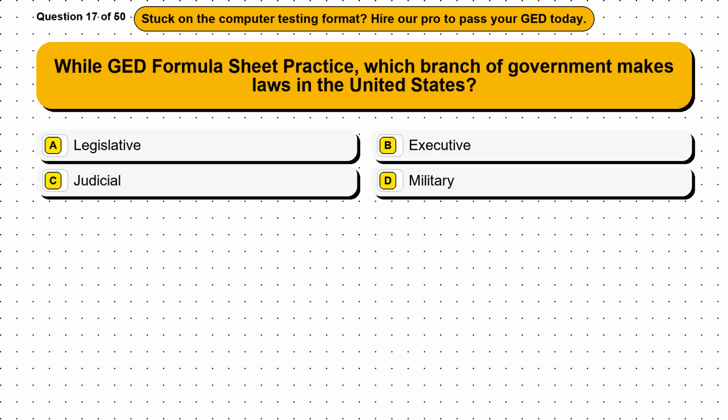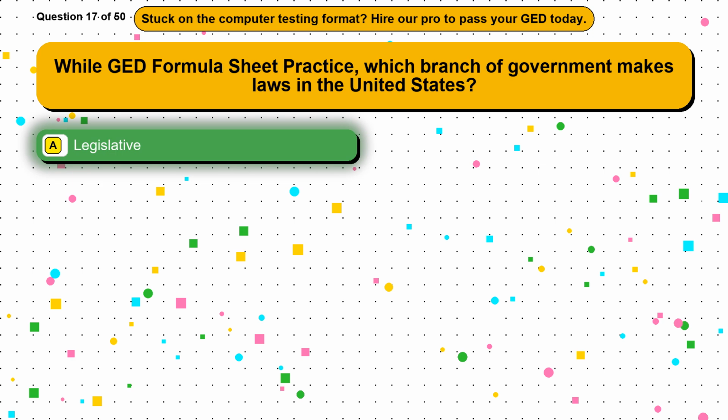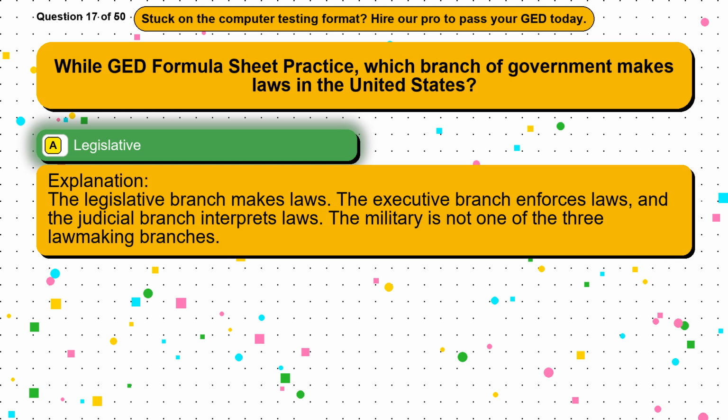Question 17. While GED formula sheet practice, which branch of government makes laws in the United States? Option A, legislative. Option B, executive. Option C, judicial. Option D, military. The correct answer is option A. Legislative. The legislative branch makes laws. The executive branch enforces laws, and the judicial branch interprets laws. The military is not one of the three lawmaking branches.